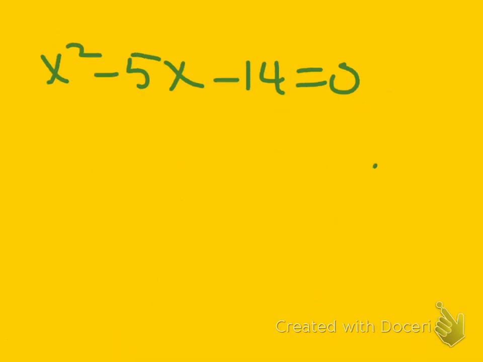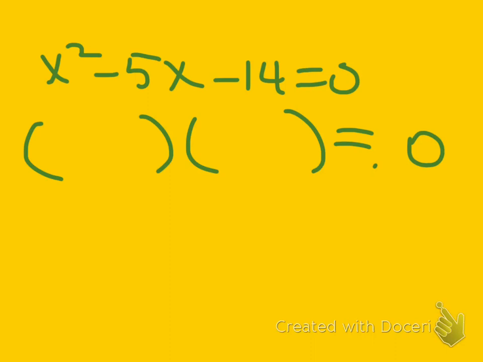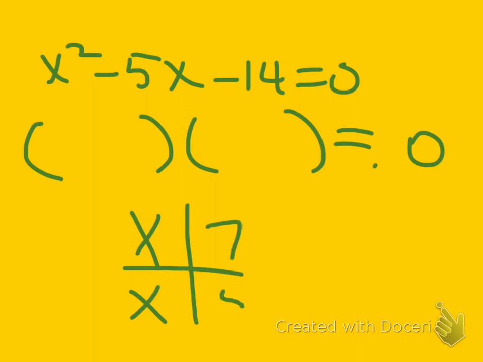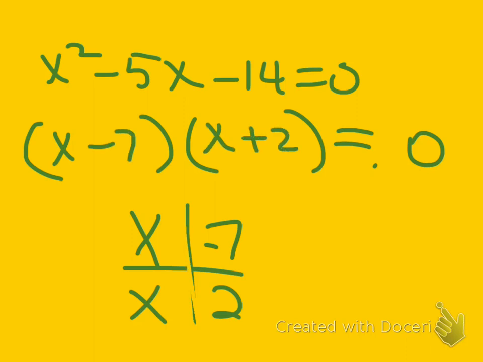So if I had something like this, and I could find its factors using the box method, we have x and x. What makes 14 and adds to negative 5? 7 and 2. Which one has to be negative? The 7. So we're going to have x minus 7 and x plus 2. I'm going to erase the box because we don't need it anymore.